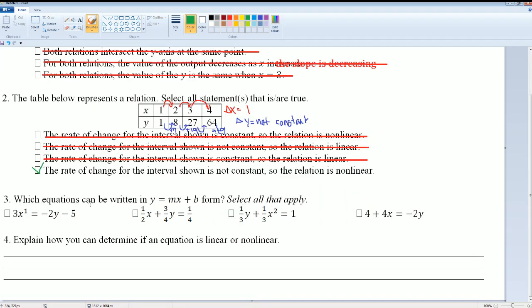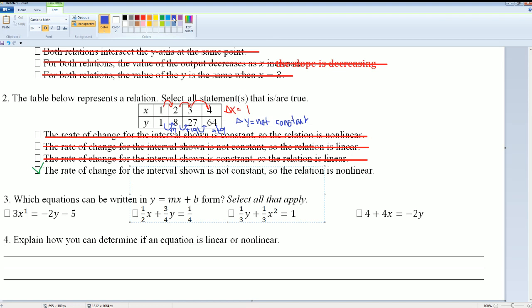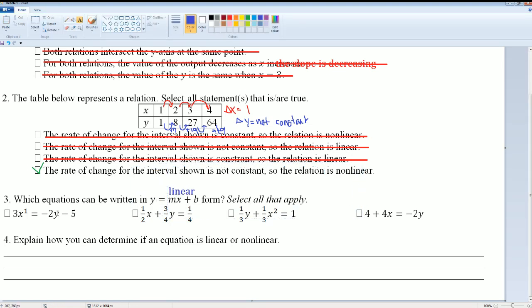Which equation here can be written as y equals mx plus b? Select all that apply. Please remember, y equals mx plus b is the only form that is linear. So take a look. Is the first one linear? Yes, exponent of 1 on x and y. So this can, because it is linear. Again, because it's linear.